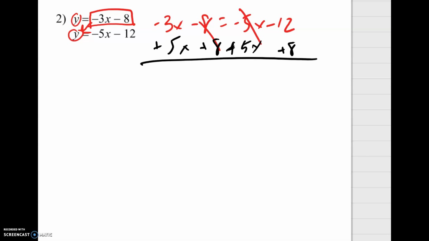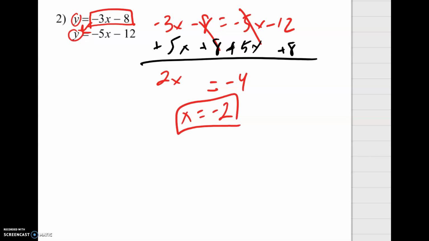All right, and then I have 2x equals negative 12 plus 8 is negative 4. So x equals negative 2. Then substituting that back into either one, in fact, should give you the same result, plugging into both of them. I'm going to get negative 3 times negative 2 minus 8 equals negative, that's multiplying, and 2 negatives, that's a positive. 6 minus 8 equals negative 2.